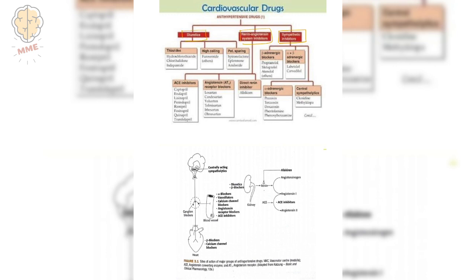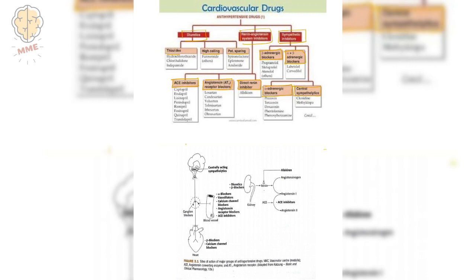Now, under diuretics, we have thiazides, high ceiling diuretics, and potassium sparing diuretics. In renin angiotensin system inhibitors, we have angiotensin converting enzyme inhibitors, which help in conversion of angiotensin 1 to angiotensin 2, angiotensin 1 receptor blockers, and direct renin inhibitor. In sympathetic inhibitors, we can divide it into four parts, and these are beta adrenergic blockers, alpha plus beta adrenergic blockers, alpha adrenergic blockers, and central sympatholytics.